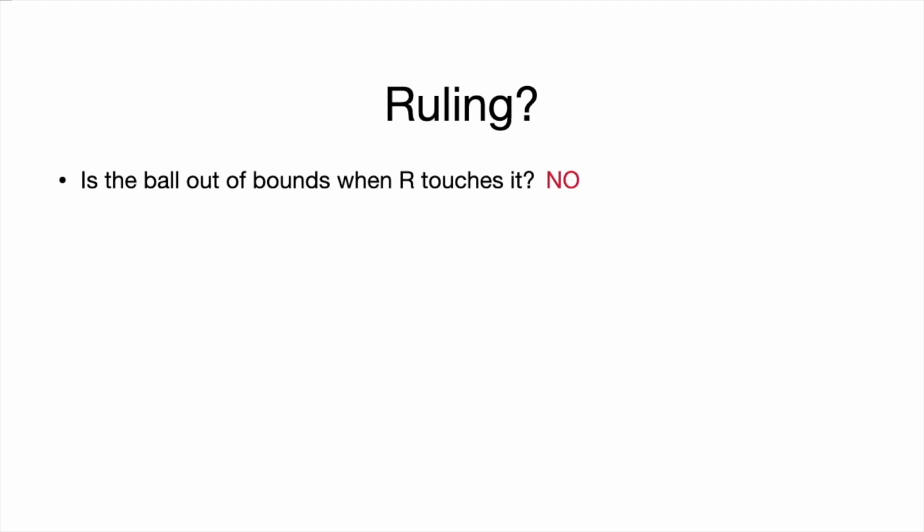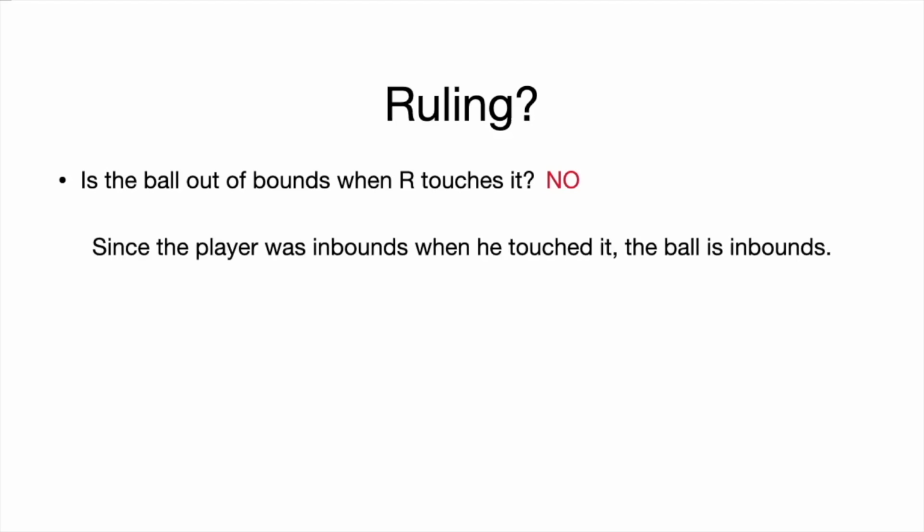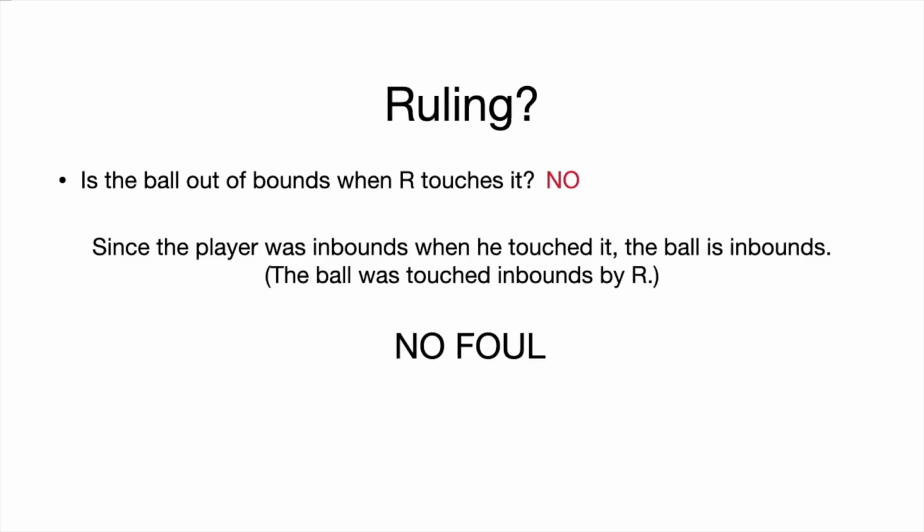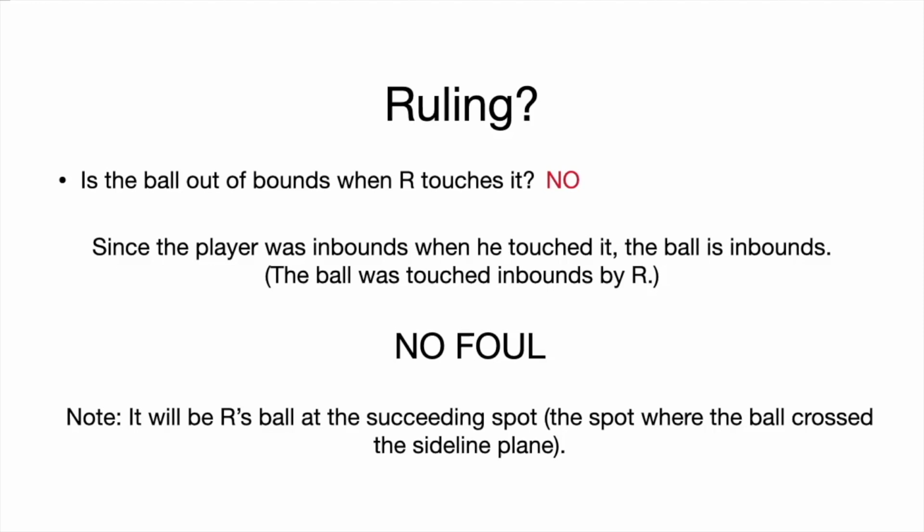So the ball was touched inbounds by an R player. Since R touched the ball inbounds, the ball is in bounds, and since the ball is in bounds, this is not a foul. Again, the ball was touched by an inbound R player. Therefore, this is not a foul. It's going to be R's ball at the succeeding spot, which is the spot where the ball crosses the sideline plane. All right, play number 3.